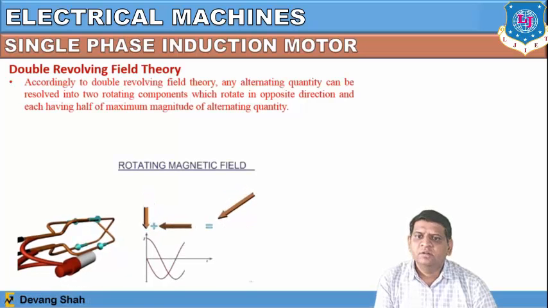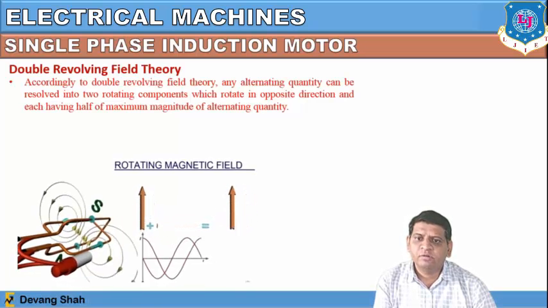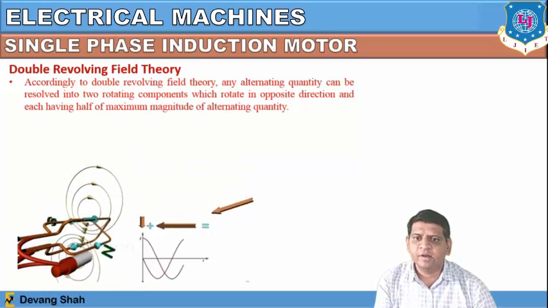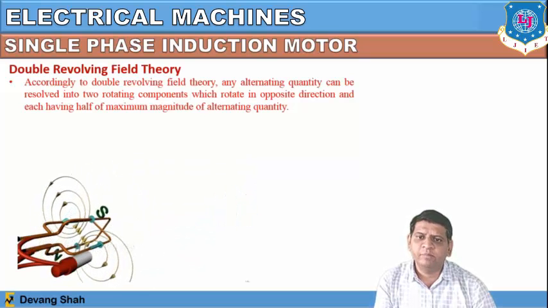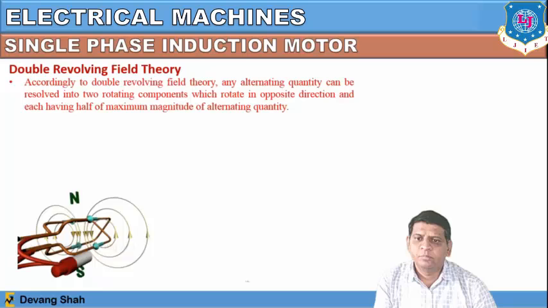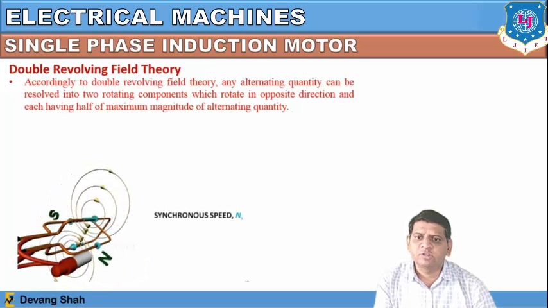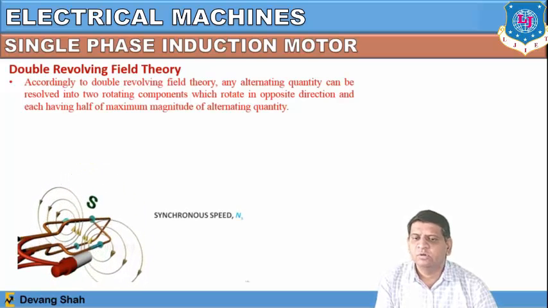Once the rotor reaches the speed of the rotating magnetic field, after some time the auxiliary winding is no longer needed. At the synchronous speed of the rotating magnetic field, there is no requirement for this auxiliary winding. So this we define as the double revolving field theory.